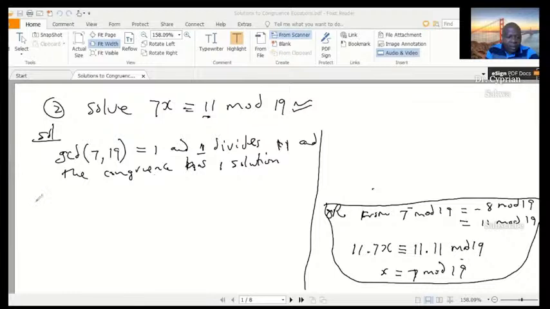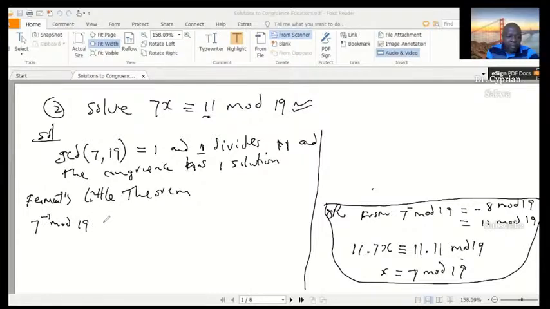But now I want to use Fermat's little theorem. And for Fermat's little theorem, you have to check whether this is prime. And if it's prime, check that it cannot divide 7. If those two conditions are met, then you can use Fermat's little theorem. So in this case, the conditions are met. So let's find the inverse of 7 mod 19.